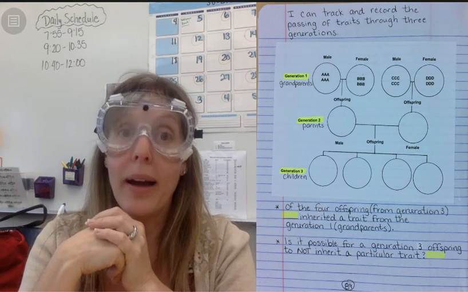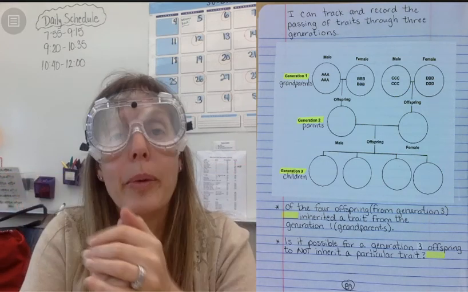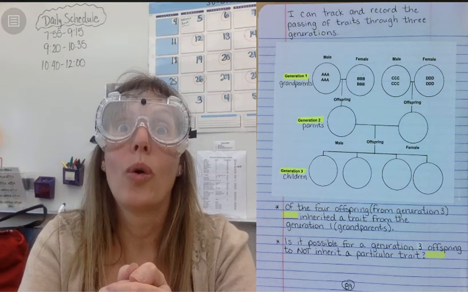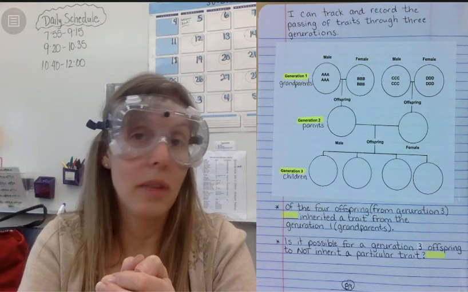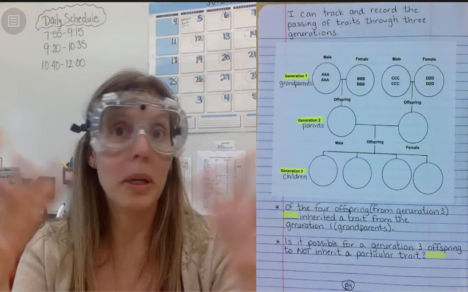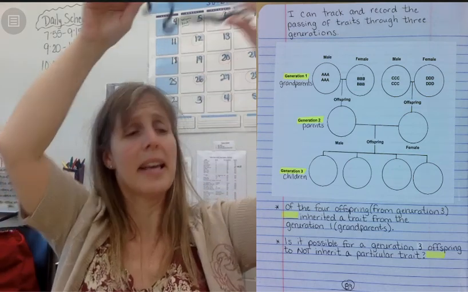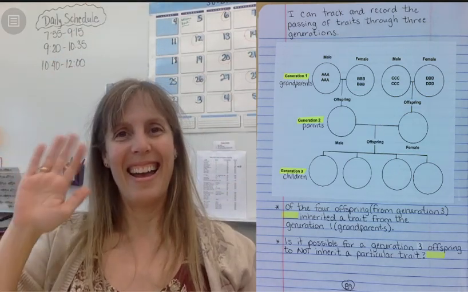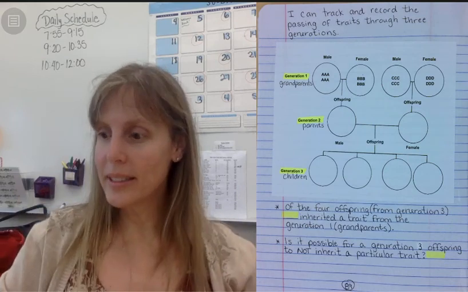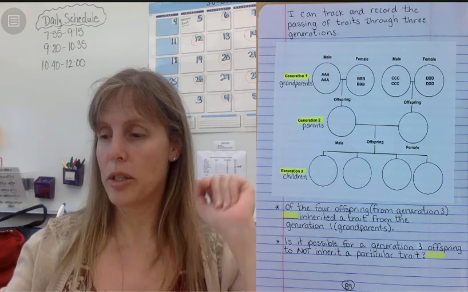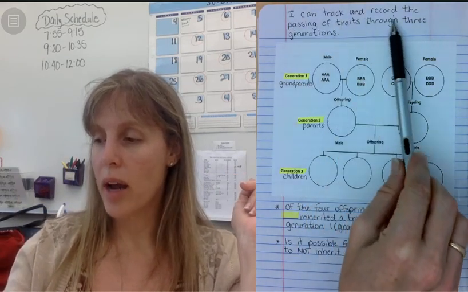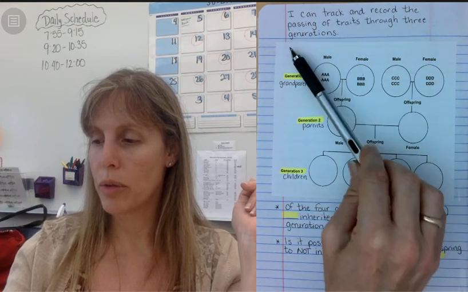But we are going to need our eyeballs, and we are going to need to follow directions really carefully, because if you skip a step, you'll be confused. Here we go. For today's lesson, we're going to do 2 notebook pages. The first one is I can track and record the passing of traits through 3 generations.